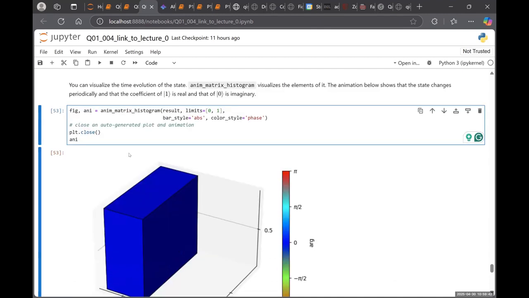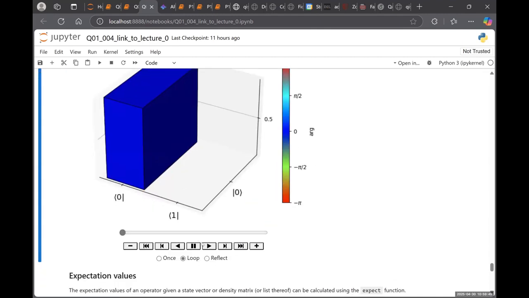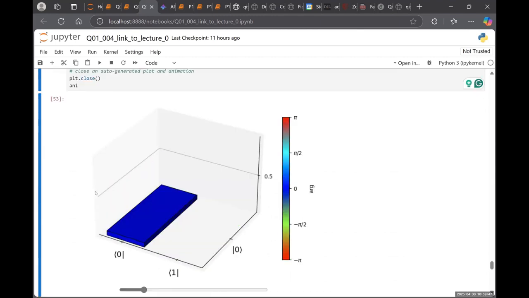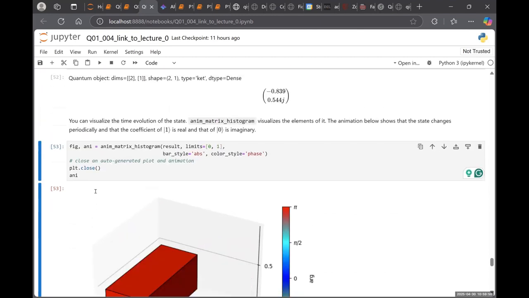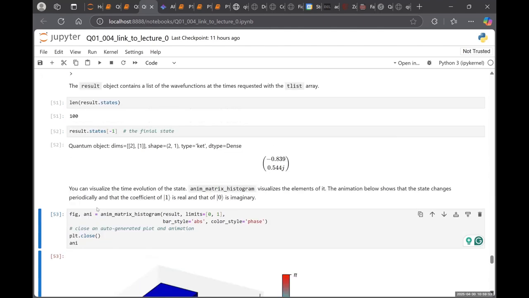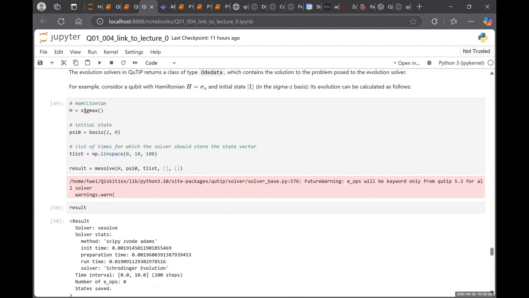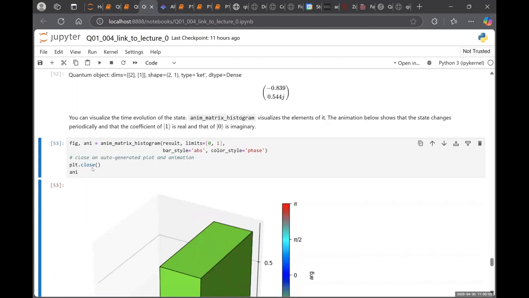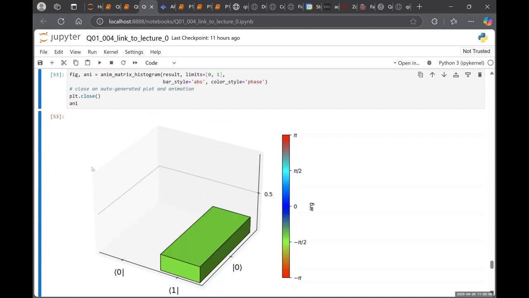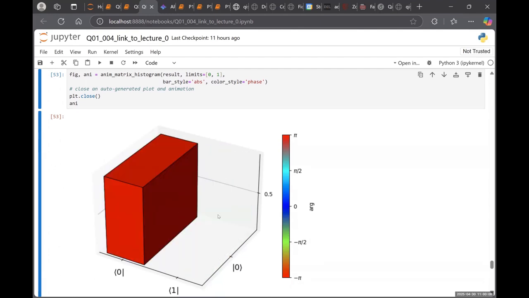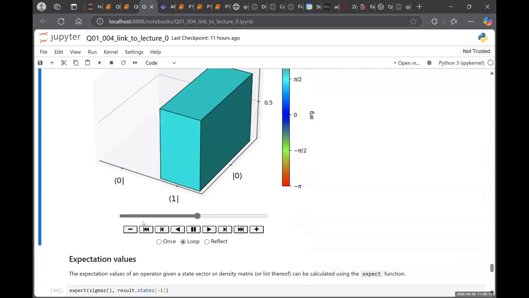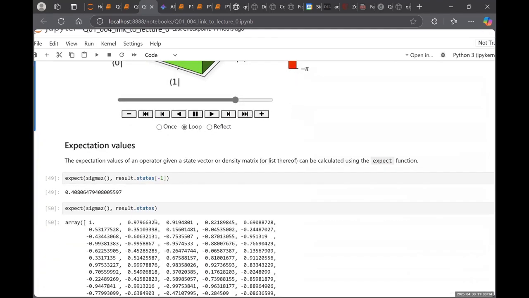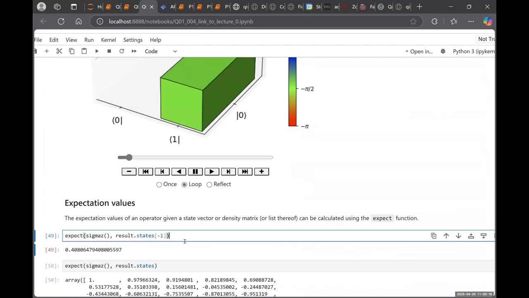Yeah, so this is an animation of the state evolving. This is cool. This animation shows the state evolving. So sigma x is really rotating around the x-axis, and the state psi starts from, I think, the up state and then starts flipping up and back and forth. This visualization is nice. And you can also compute the expectation value using expect.